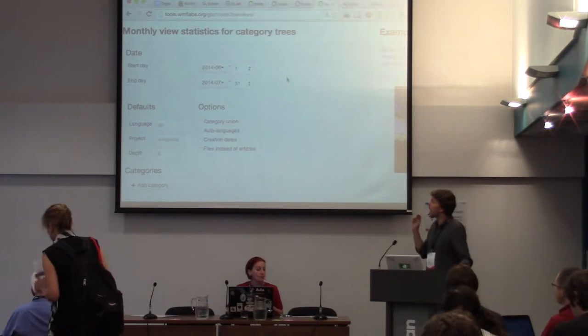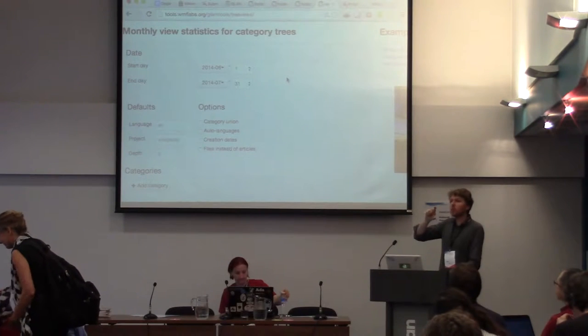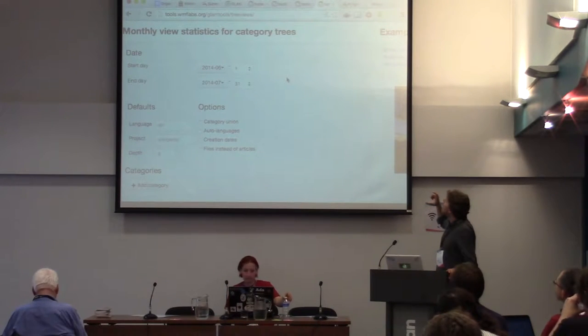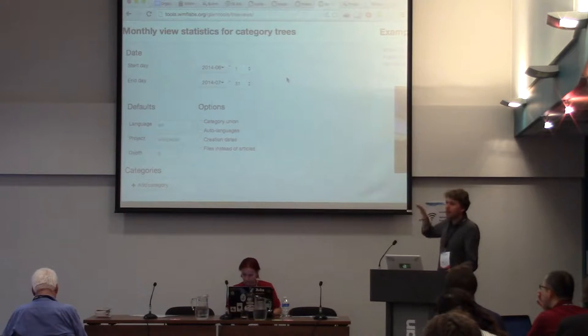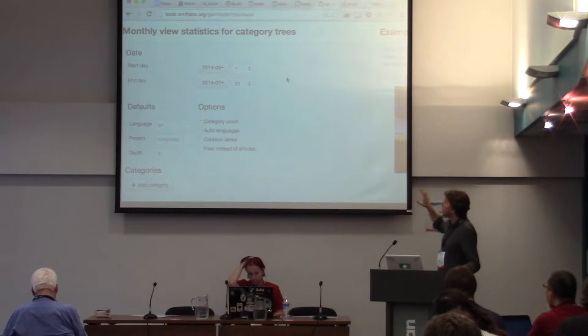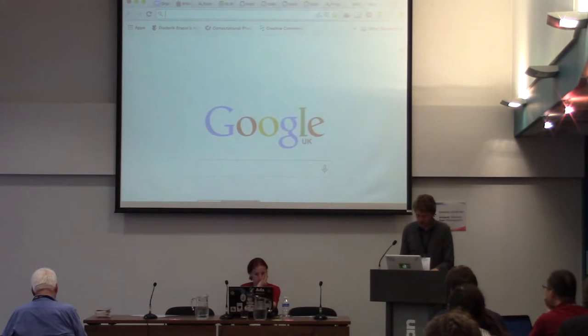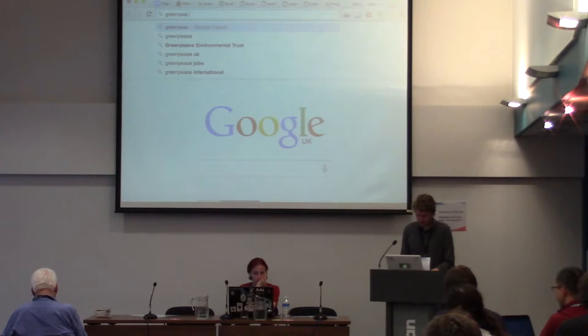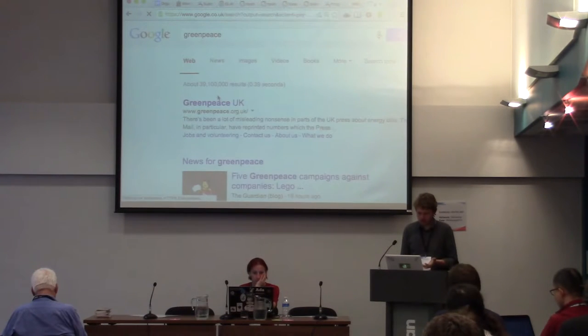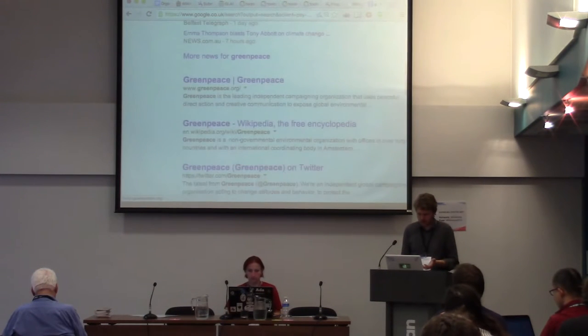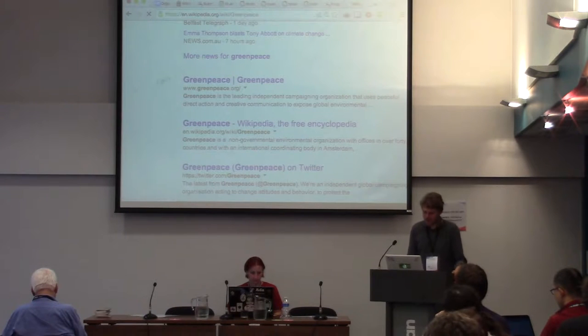So I showed you the tool that allows you to get page views for individual Wikipedia articles. This allows you to take, let me go to Wikipedia or something. Let's go to Greenpeace, for instance. So Greenpeace is probably, okay, number three, not bad.